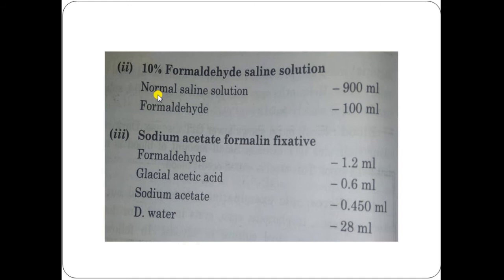Second fixative is 10% formaldehyde saline solution. In this case we use normal saline solution 900 ml and formaldehyde 100 ml. Third fixative is sodium acetate formalin fixative. In this case we use formaldehyde 1.2 ml, glacial acetic acid 0.6 ml, sodium acetate 0.450 ml, and distilled water 28 ml. With this we have completed stool sample collection, transportation, processing and preservation.